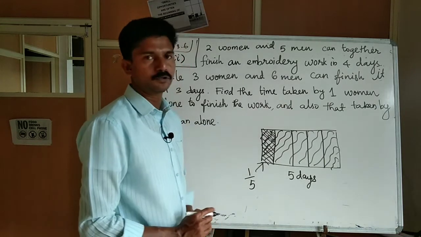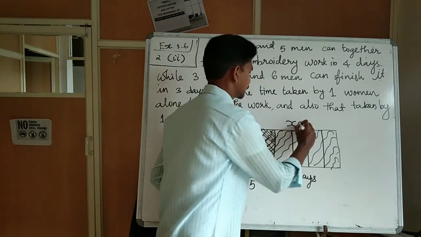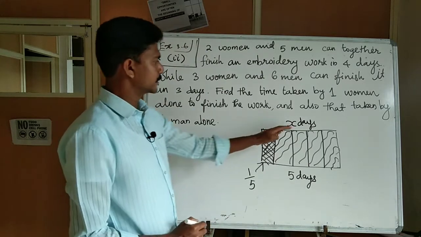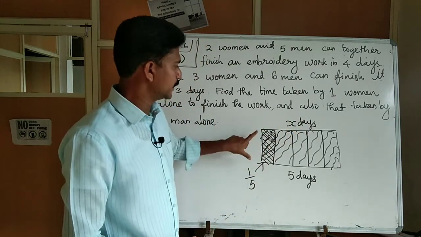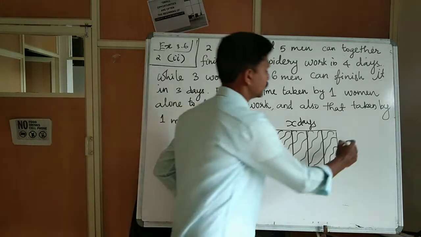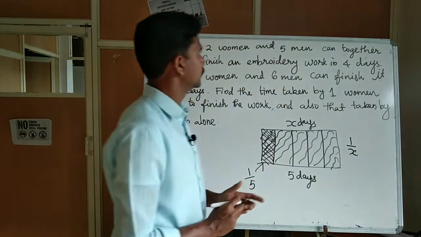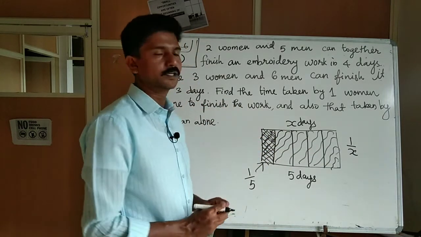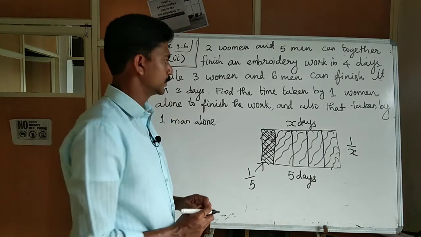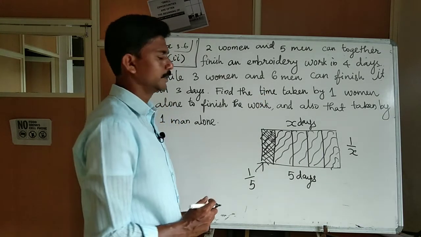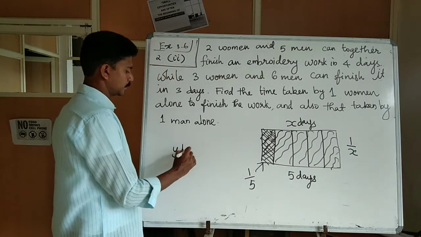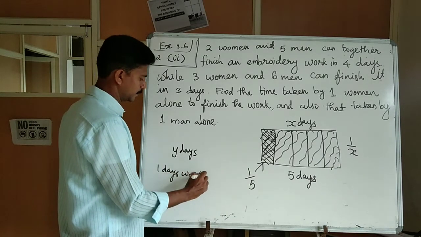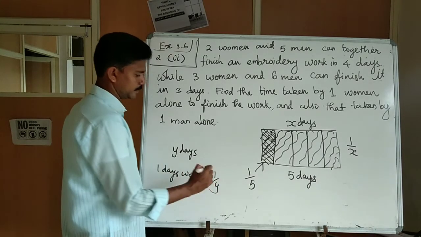Here we don't know the number of days, so we keep the number of days as x days for women and y days for men. For x days to complete, the 1 day's work, in the same way, we can write as 1 by x. So one woman's 1 day's work is 1 by x, and one man's 1 day's work we can take as 1 by y. The number of days taken by a man we take as y days.